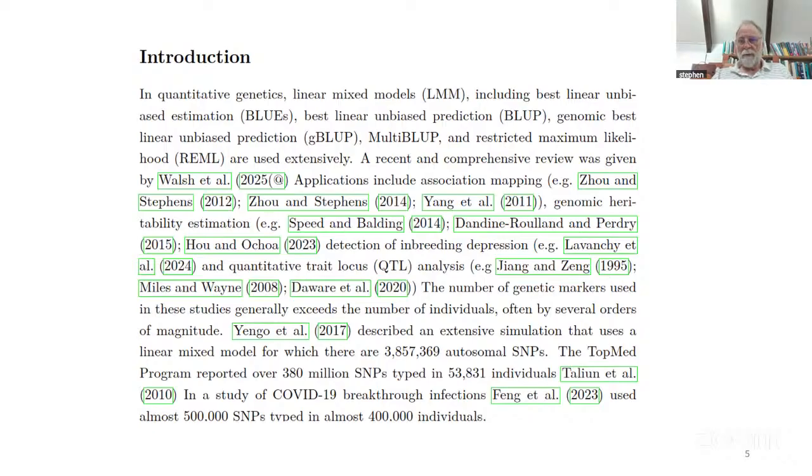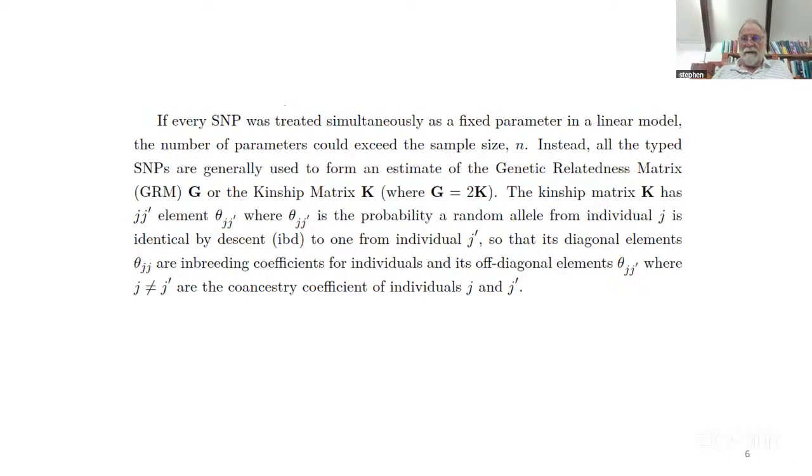You can see the computational part of this tends to push the types of statistics that are done. People have been much more concerned about efficient algorithms than they have about the linear algebra behind it. All right, so the point is, as I've said, if every SNP is treated simultaneously as a fixed parameter, we don't do this, because we put them in the random effects; otherwise the number of parameters would greatly exceed the sample size.